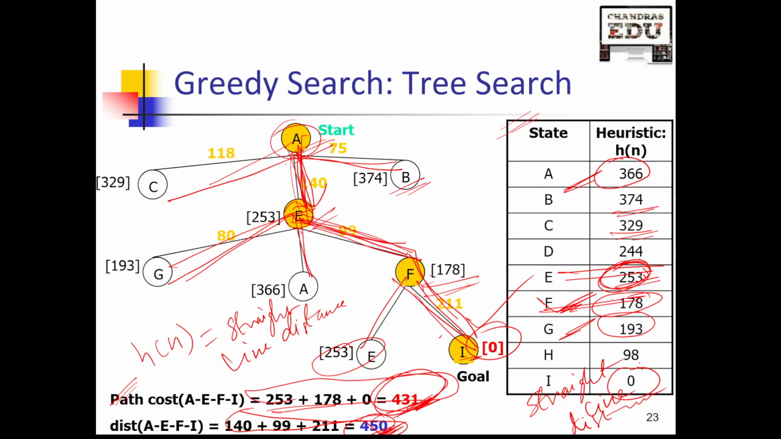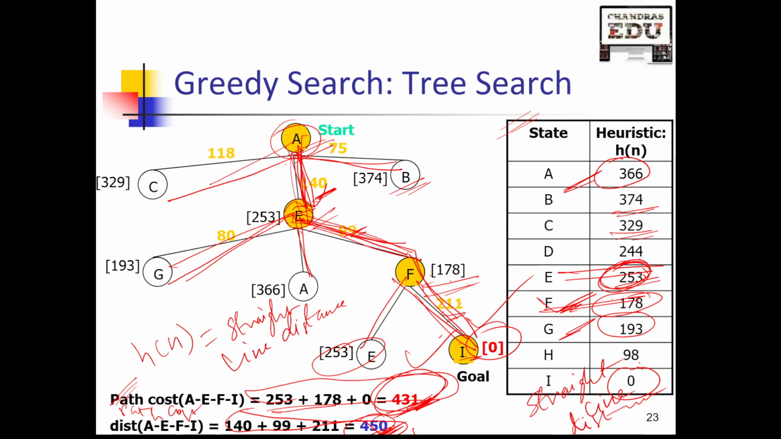So in this approach we are getting with the straight line distance 431 only, but if you take the normal path cost it is 450. Path cost here means, if we sum up whatever the distance from A to E node, E to F node and F to I node, it is nothing but the path cost.